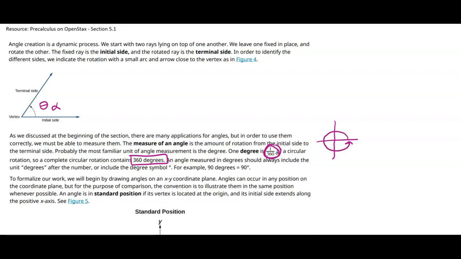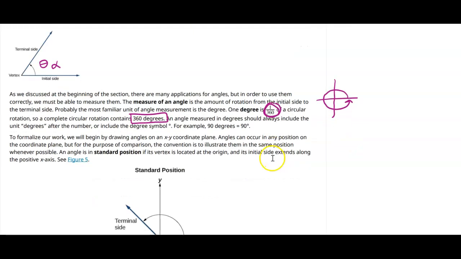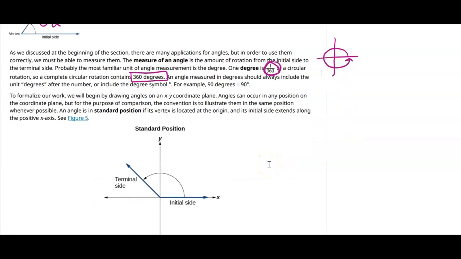For any angle, what we're going to be doing is putting our initial side in line with our x-axis and then opening this terminal side so that you have that angle measure there. We call that standard position. If you do have a 90-degree angle, note that that's going to be the y-axis.